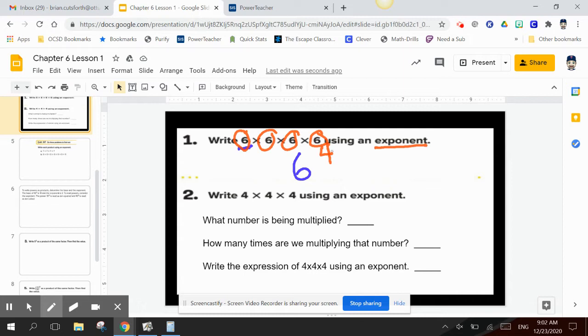To write 4 times 4 times 4 using an exponent, we look at a couple of questions. Number 1, what number is being multiplied? That number is 4. How many times are we multiplying that number? So again, I go back and I look at 1, 2, and 3 times. So to write that expression of 4 times 4 times 4 using an exponent, I have a 4 as my base number, and there are 3 4s, that is my exponent. So the 3 goes up in the air.